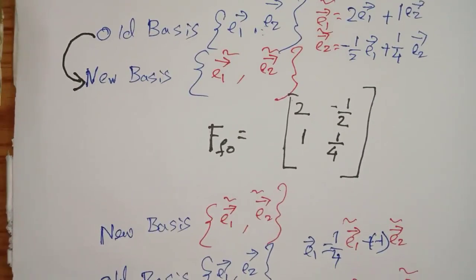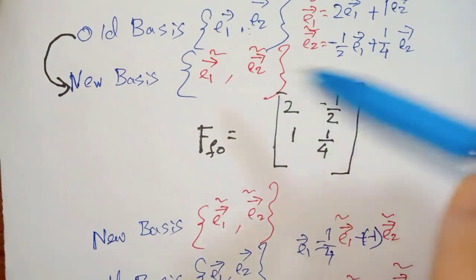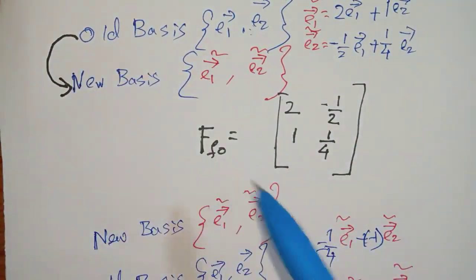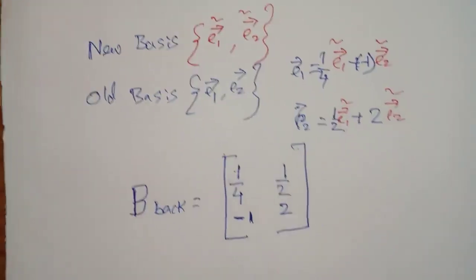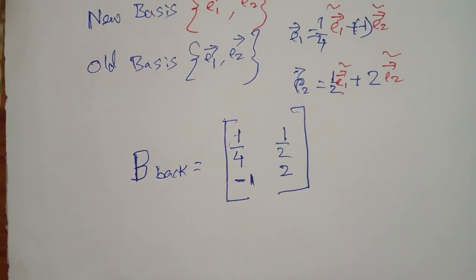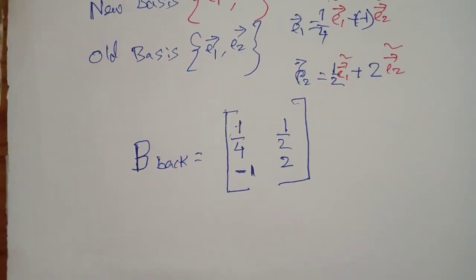So the forward transformation comes from here to here, and the backward transformation goes from here to here. So this is the forward one and this is the backward one, right? So this is how we do the transformation in terms of coordinates.